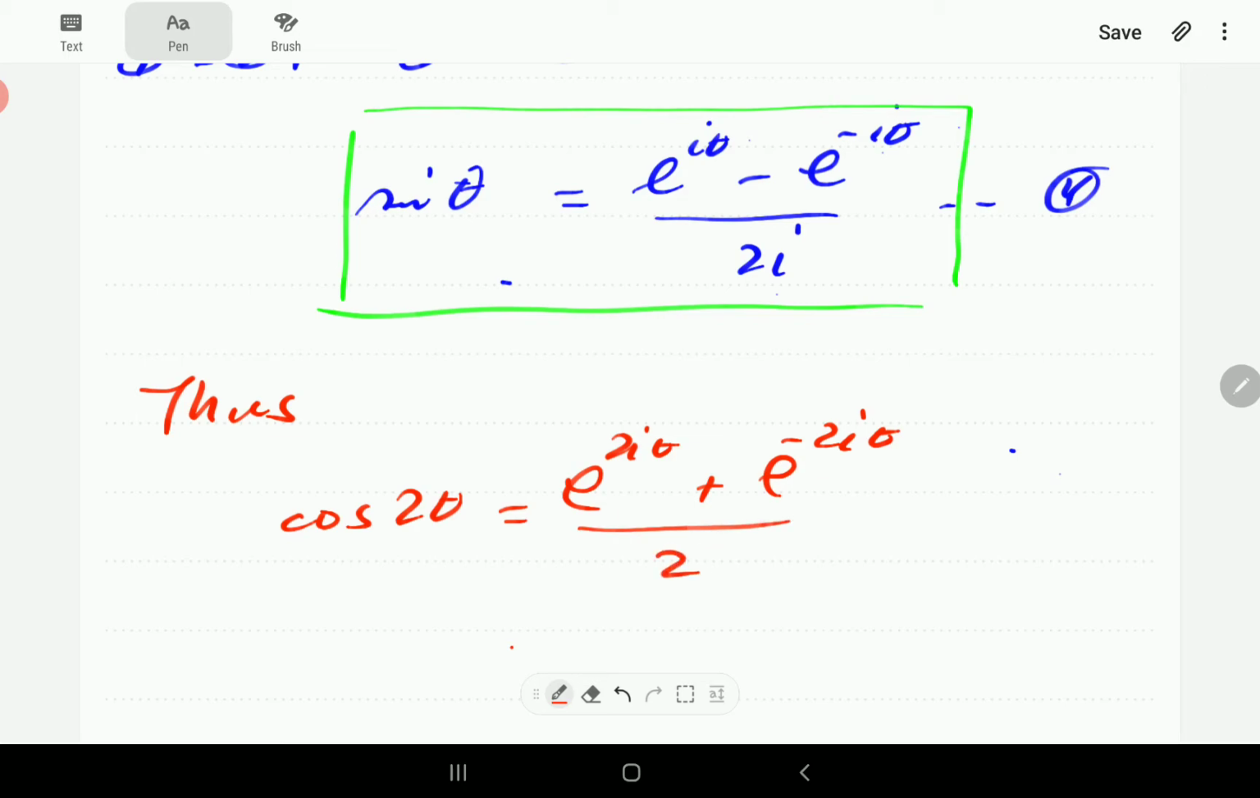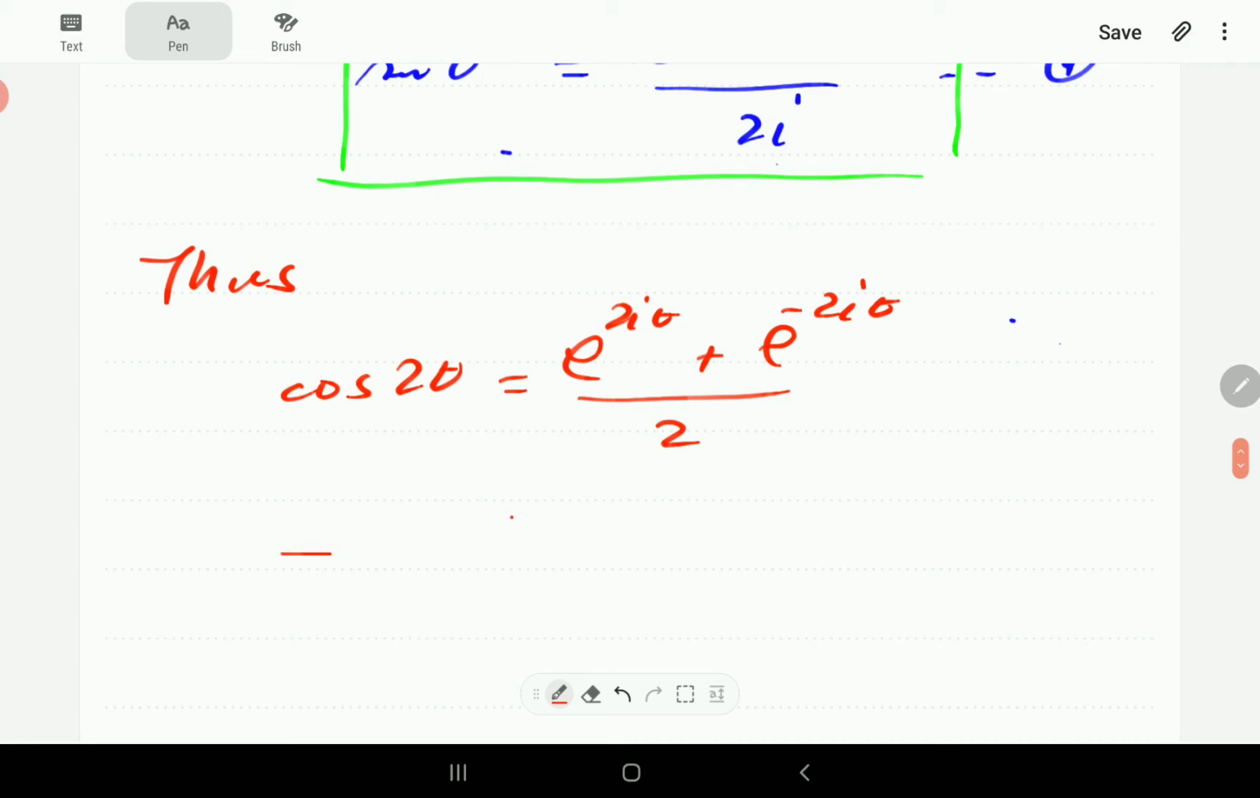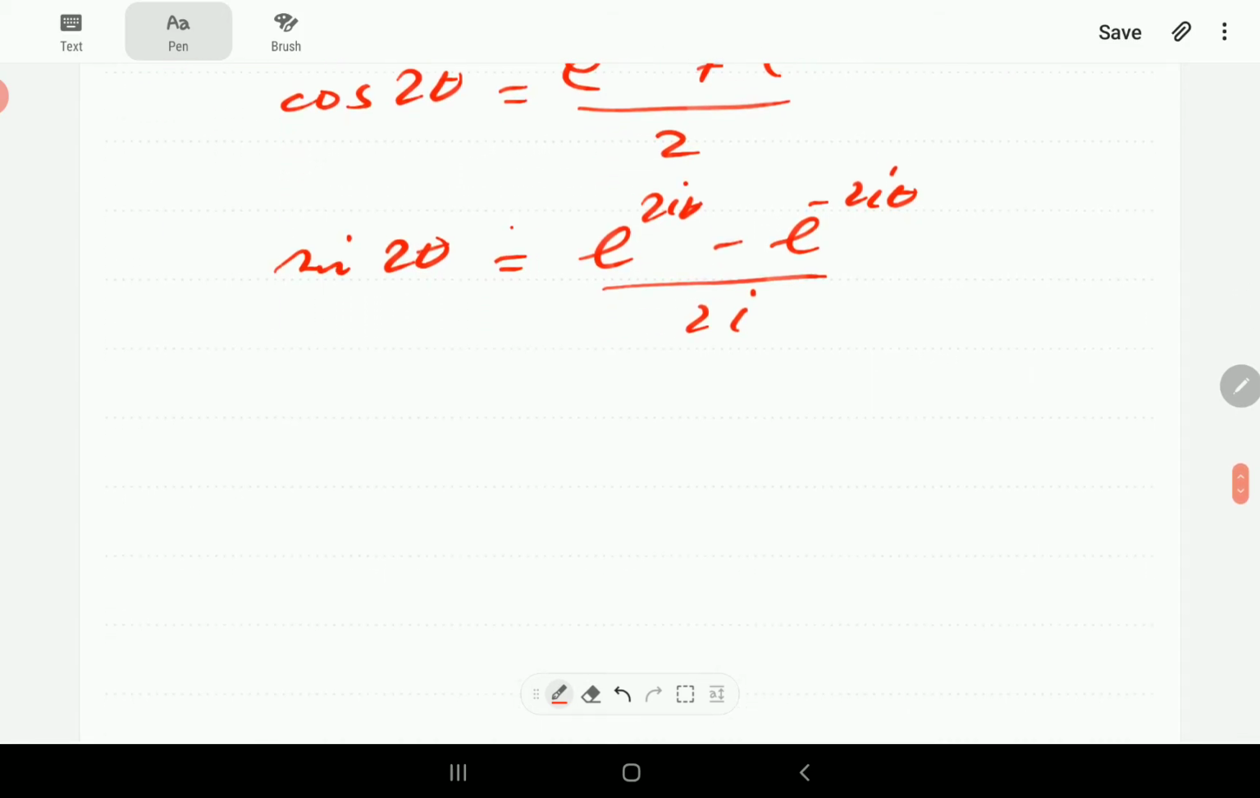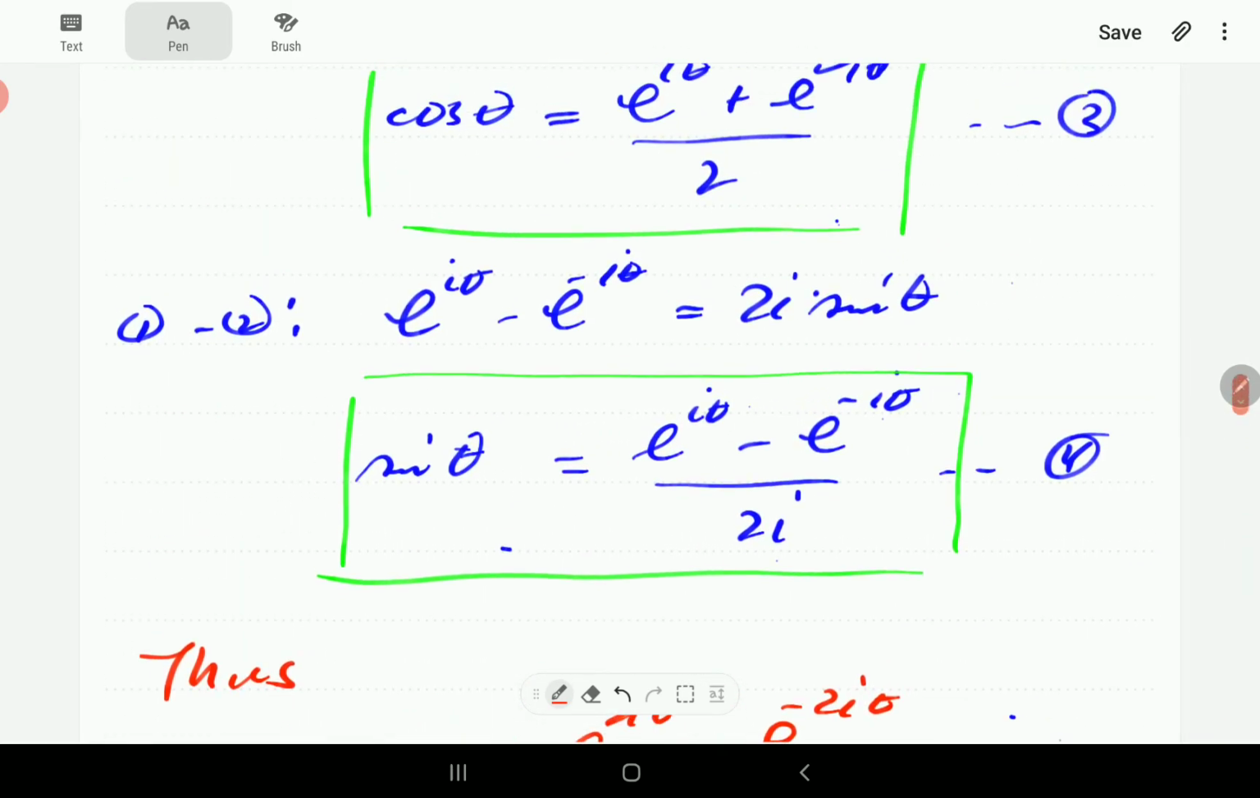And then for cosine 4 theta again, that's going to be e to the 4i theta plus e to the minus 4i theta. Then similarly, sine 2 theta is going to be e to the 2i theta minus e to the minus 2i theta all over 2i.